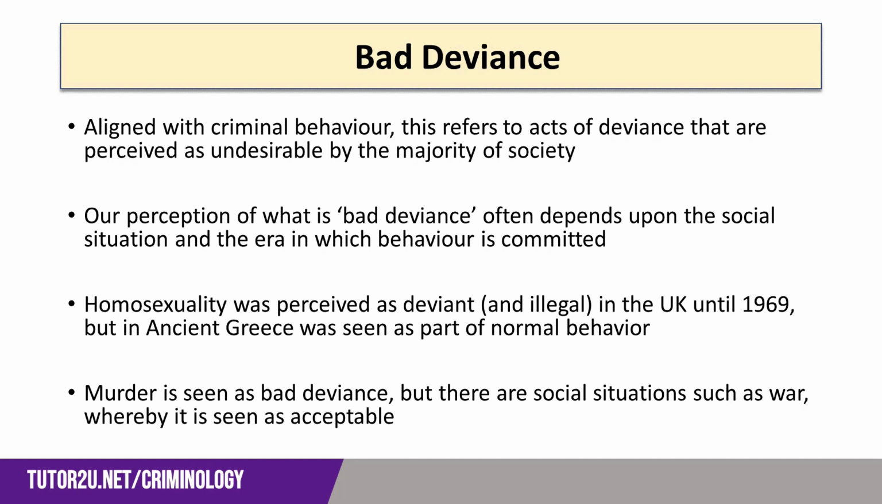Another example of bad deviance is murder. Yet depending upon the context, murder can be seen as acceptable. For example, in war, where individuals may be faced with taking somebody's life to save their own and the lives of others.